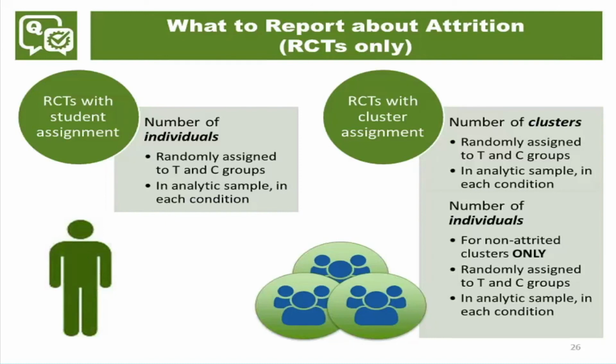So if a school drops out of the study, the loss of the students from that school will not be counted as part of the student attrition, but only counted as part of the cluster attrition. So the WWC uses all this information on sample sizes to calculate attrition rates.